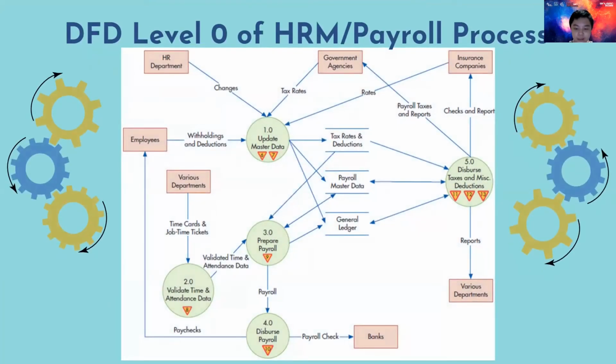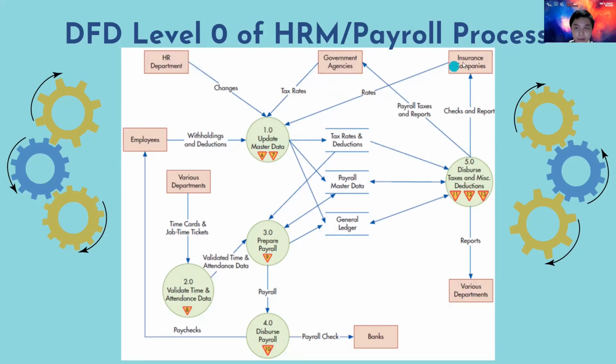The next example is the level 0 diagram, which is also called the context diagram. Level 0 provides a basic overview of the whole system or process being analyzed or modeled. In other words, it is basically the parent of the whole operation. We'll start from the HR department. They'll give the changes to update master data. The first one is 1.0, and then the government agencies will give tax rate as data flow to the update master data process, as the transformation process. These HR department and government agencies are considered as data sources.